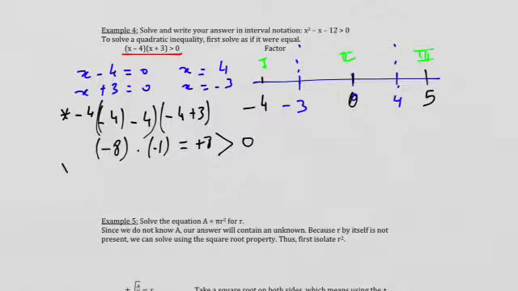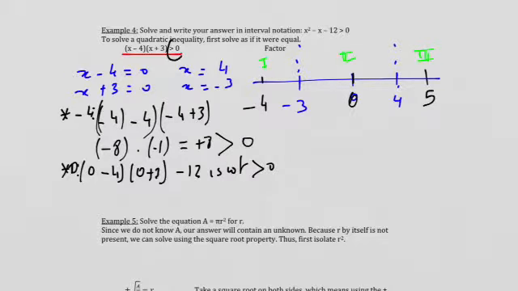Now, if I look at the other one, I'm going to take 0. So I'm going to have 0 minus 4 times 0 plus 3, which is going to be equal to negative 12. And that is not greater than 0. I would like to remind you that I'm looking for whether it is greater than 0 or not.